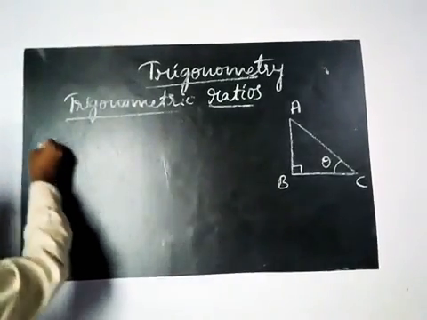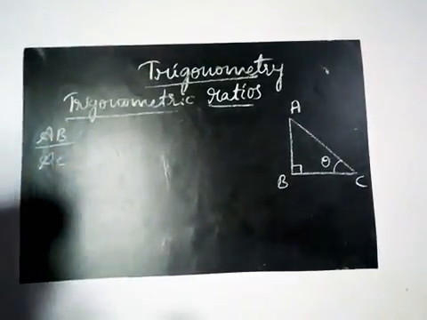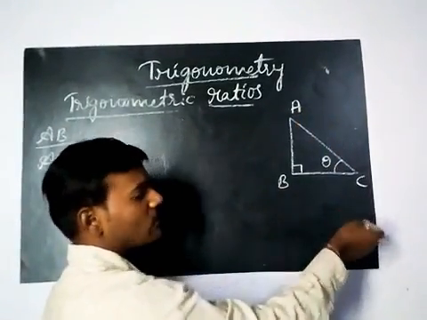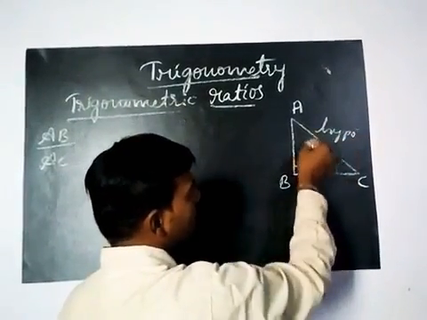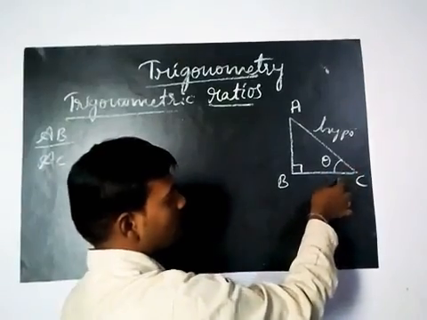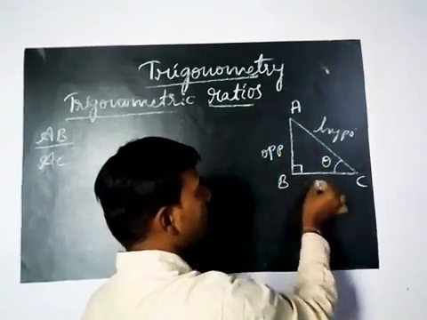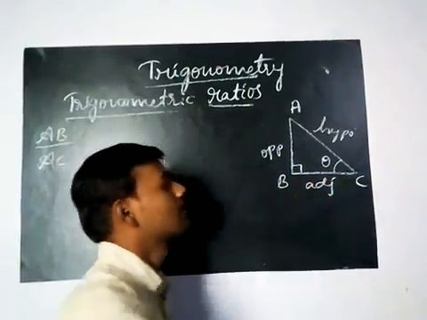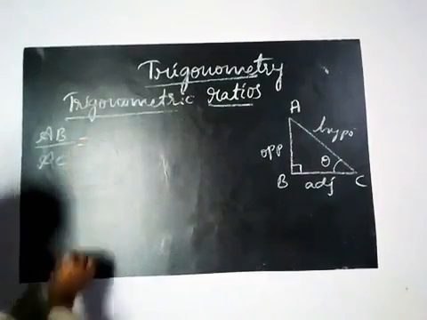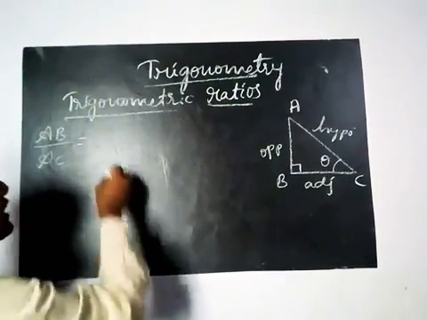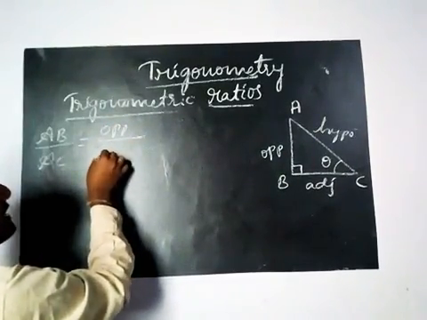The first ratio we have taken here is AB by AC. Firstly, name the sides of the triangle. AC is the hypotenuse, angle C is theta, so AB is the opposite side and BC is the adjacent side. Now AB by AC: AB is the opposite side, then AC is the hypotenuse.